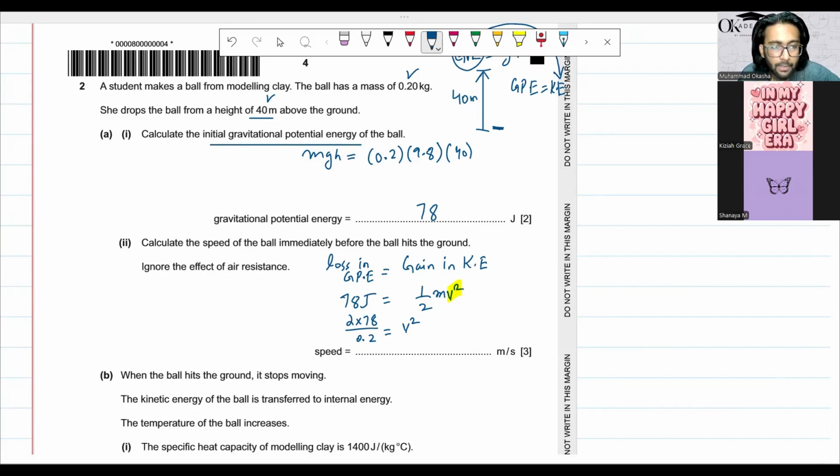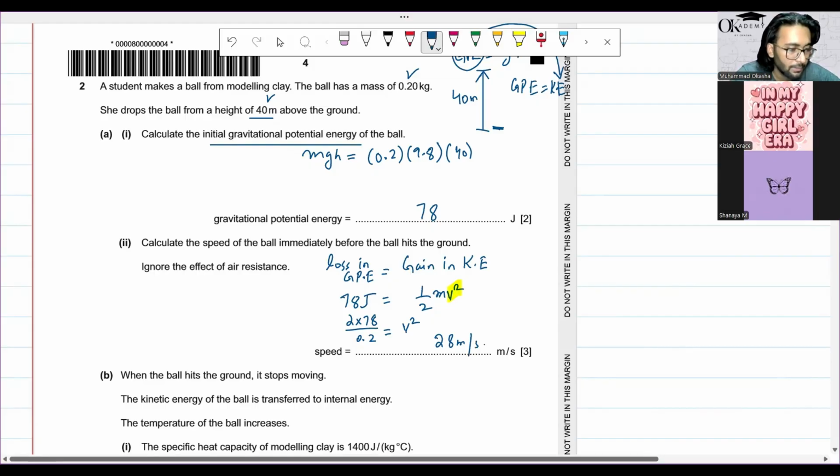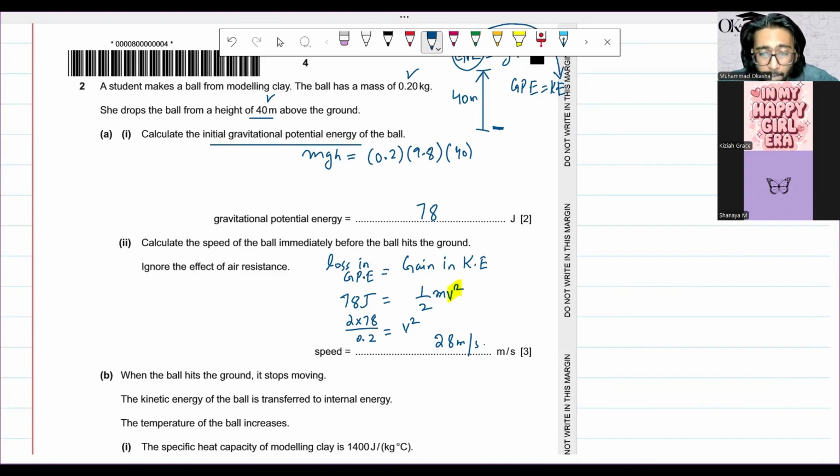I think for the value of velocity, you should get 28 meters per second. Let me also double check. Yes, it's 28 meters per second. 28? Good. 78 multiplied by 2 divided by 0.2 is 780. The square root of that is actually 27.9, but rounded off, it's 28 meters per second. 28 exactly. There we go.